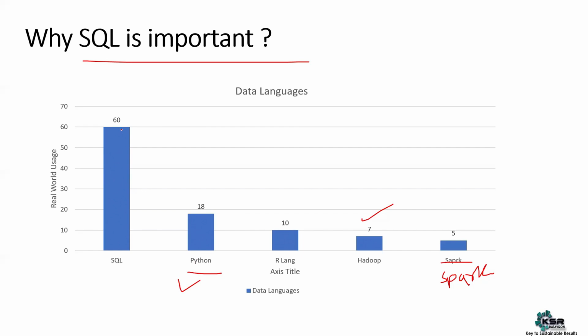But if you compare it with SQL, 60% of the crowd uses SQL rather than Python. 60% of the world uses SQL. That's how powerful SQL is. And this is with respect to data languages. I'm not talking about normal programming languages. It is with respect to data.